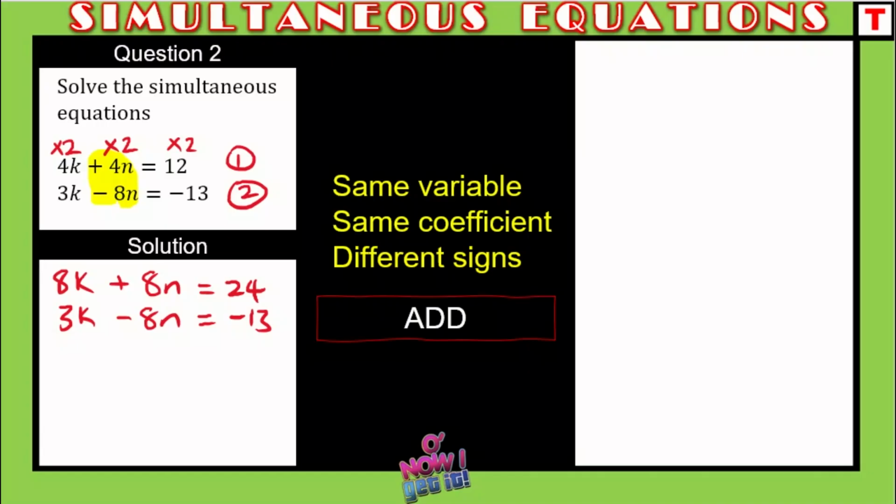So from this, we can see that we're going to add. So we're going to be adding the equations now, because we can see that when we're making the comparison, here we have met all 3 conditions over here. Same variable, the same coefficient, and they have different signs. So we're going to be adding.